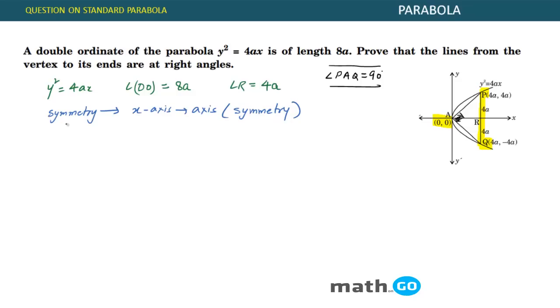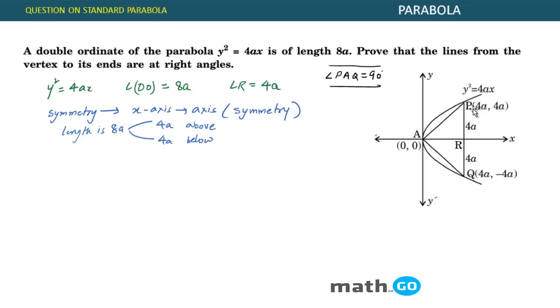So for example, if the length is 8a, that means 8a will be divided into two portions, 4a above and 4a below. Why? Because it is perpendicular to your axis, and anything perpendicular to the axis will be symmetrical. So 4a units above, 4a units below. Can you see this now? I have drawn the diagram on a bigger scale to help you understand. So PR will be equal to RQ will be equal to 4a, because it will be symmetrical both above and below.